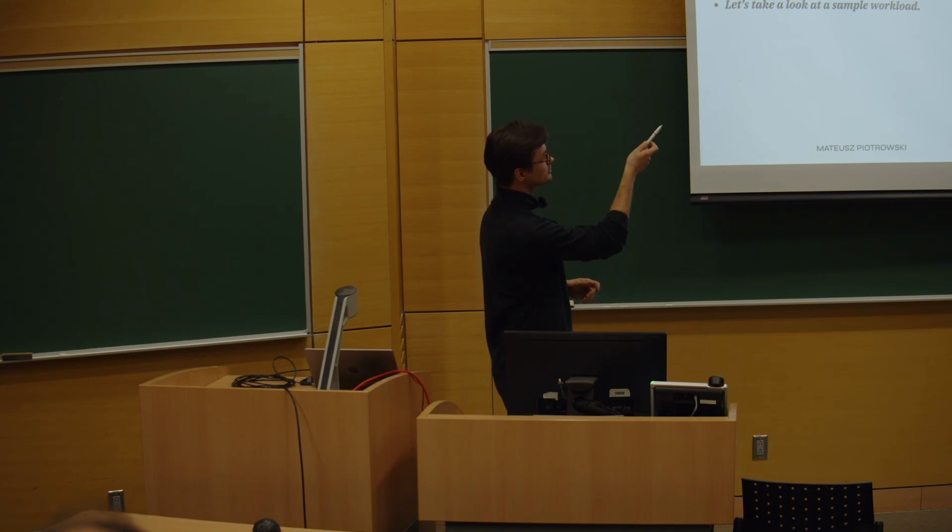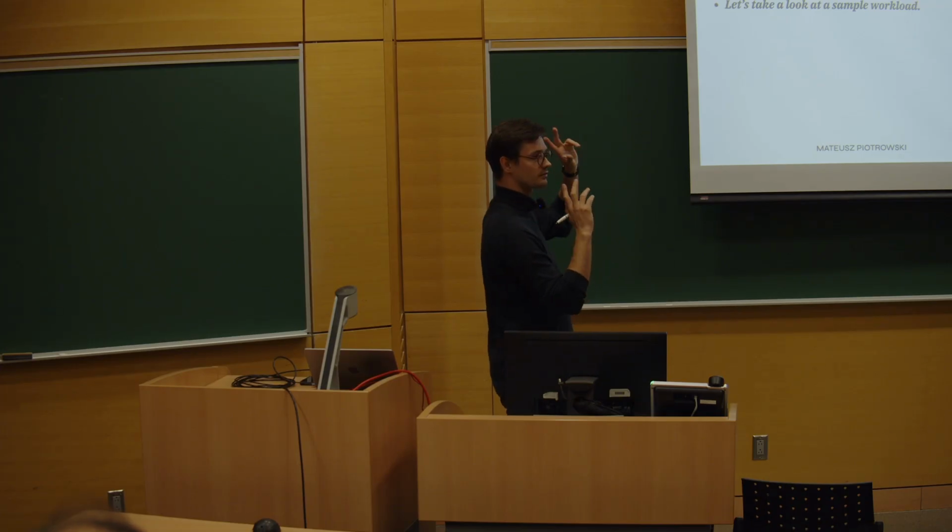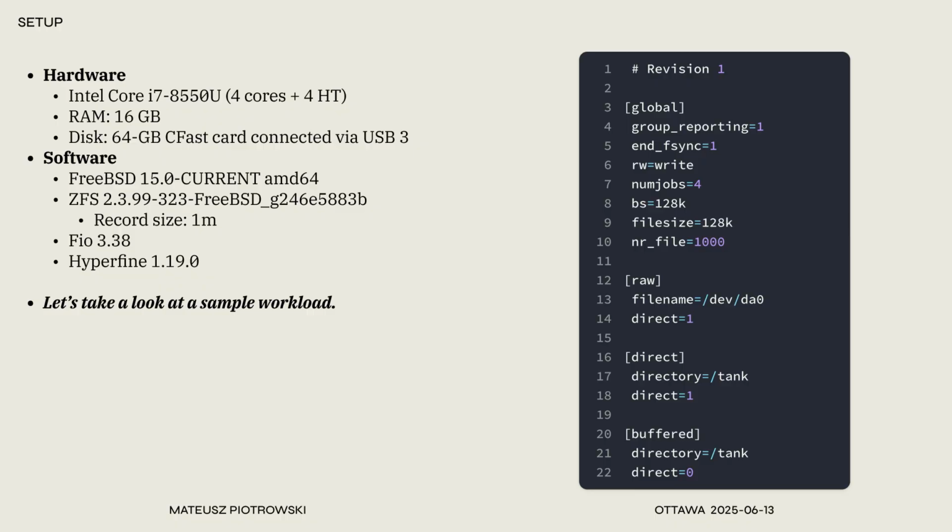So you have a global section on line 3. This is where we have common variables for all the other workloads I defined later on. Group reporting is something about the output, doesn't really matter. Fsync makes the workload call an fsync at the very end to make sure that all the data actually reach the disk.